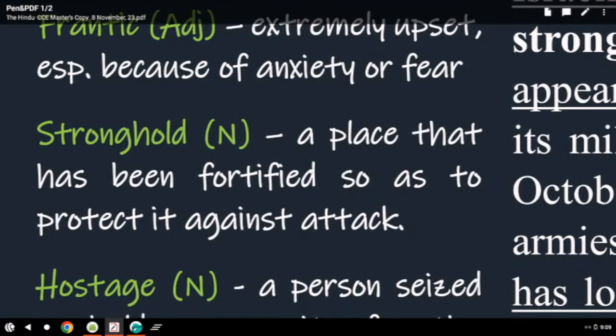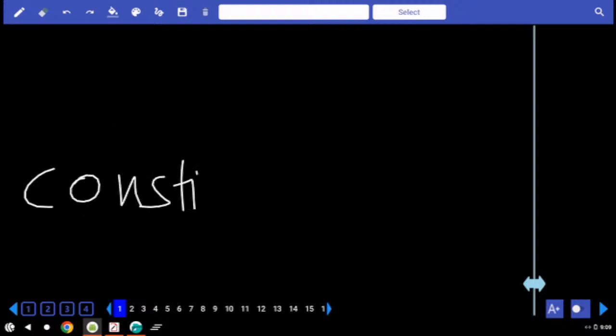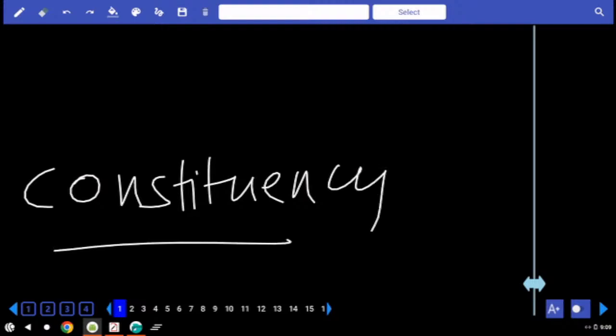Stronghold, an important word, part of speech, noun. A place that has been fortified, means made very strong, so as to protect it against attack. But actually in this context, it talks about a particular place. Write the combination. Stronghold also goes with politics. And write constituency. You all know the word constituency. Someone is contesting from Amirpet. Amirpet is a constituency. I'm sure you all know. And generally we say it is a stronghold of Congress.